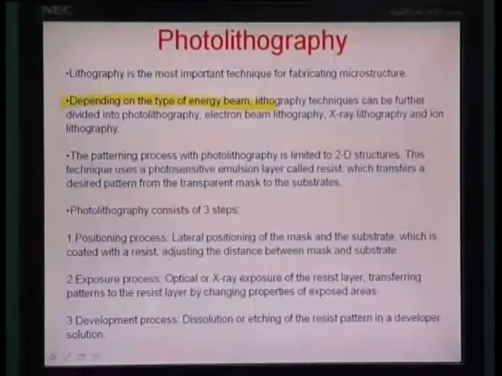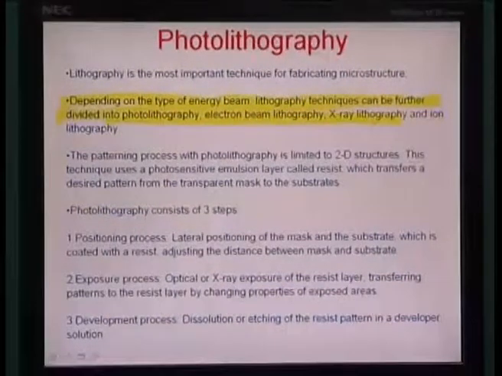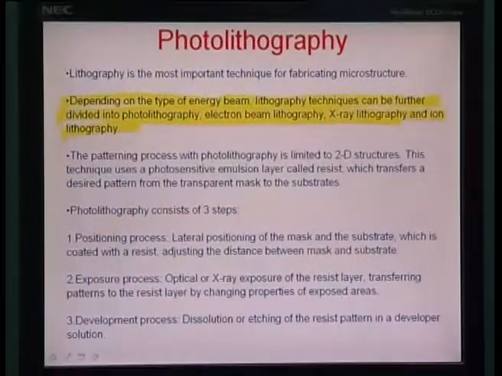Depending on the type of energy beam, lithography techniques can be further divided into photo based, electron based, X-ray based and ion based. The patterning process with photolithography is limited only to 2D structures, 2-dimensional structures. It does not go over a certain level in the z direction of the thickness, because that is definable by the spin speeds and the viscosity of the solution that you are spinning. So, the layer thickness of the resist which comes up is essentially the maximum thickness up to which these structures can go in the z direction.